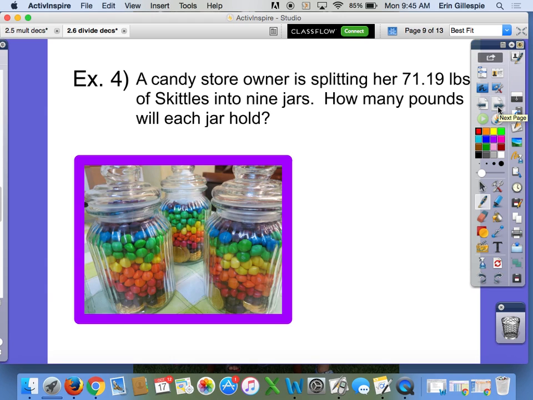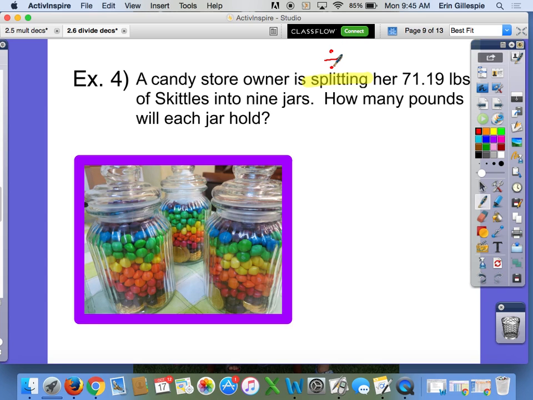All right, let's look at our word problem. A candy store owner is splitting her 71 and 19 hundredths of a pound of Skittles into 9 jars. How many pounds will each jar hold? Since this whole lesson's on dividing, it's pretty obvious that we should divide. But a key word here that might help you, if these were all mixed up with multiplying, adding, and subtracting problems, would be that word splitting. That would be a pretty key indication that we want to do division here.